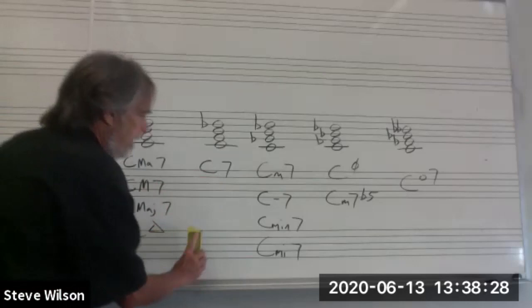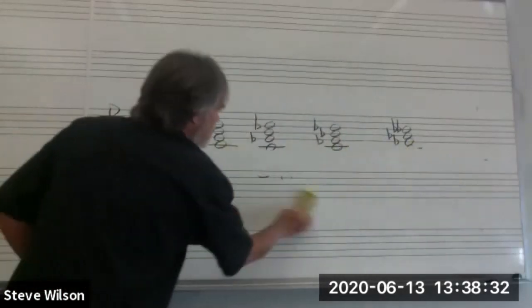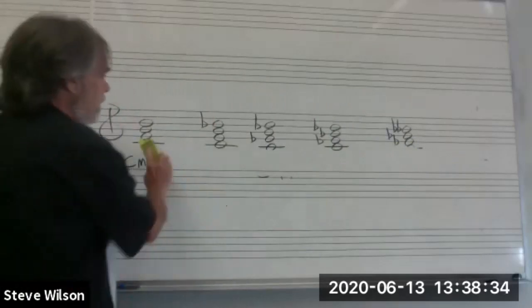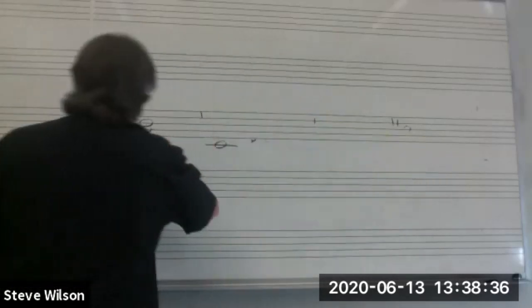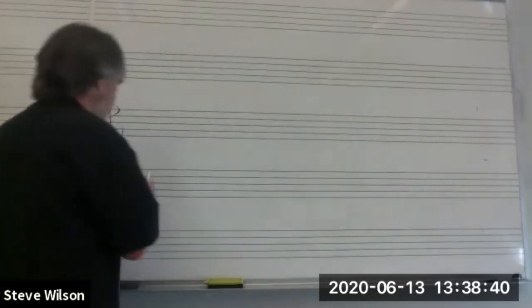Okay, let me erase this, and what I'd like to do is go back to the harmonized scale that we looked at in the second lesson with triads.